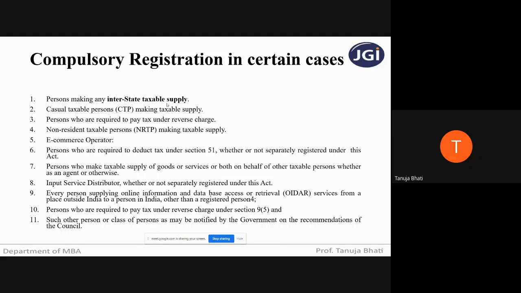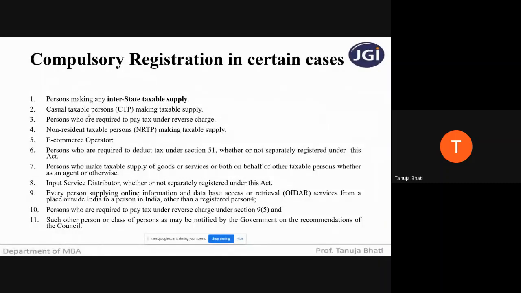And in case of interstate supply of taxable services and of notified handicraft goods, we have seen up to 20 lakhs. Suppose I'm providing taxable services, or interstate supplies of notified handicraft goods, up to 20 lakhs, then he need not take registration. Except these two, all the persons making any interstate taxable supply are required to be compulsorily registered under GST.